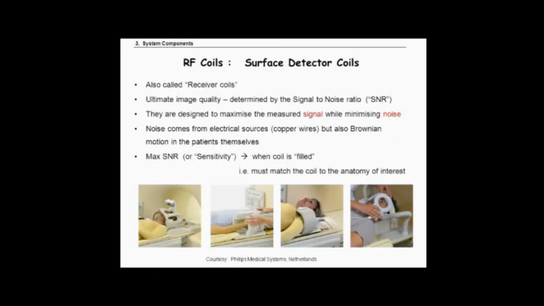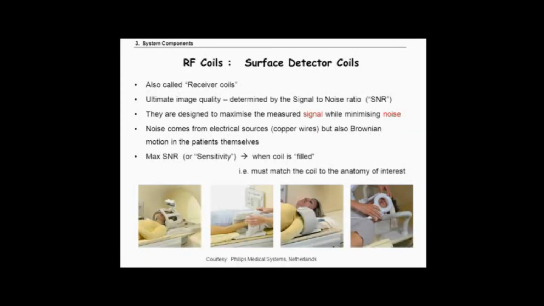The ultimate image quality that we hope to obtain is determined by the signal-to-noise ratio, so signal divided by noise. So what we want to do is maximize the signal while minimizing the noise. And the noise comes from all the electronics in the scanner itself, even from the copper wire that the detector coils are made of. To maximise our signal-to-noise ratio, there's often not much we can do about the noise except for making our detectors as efficient as possible.